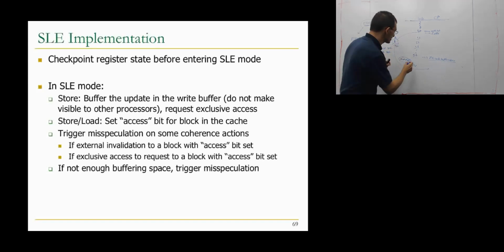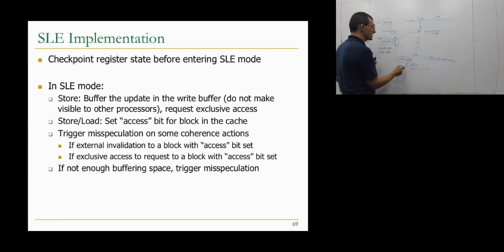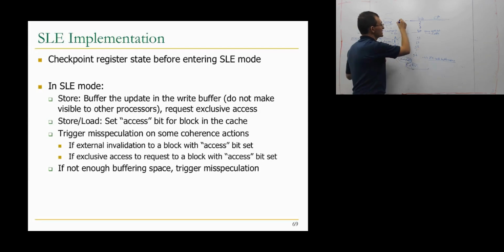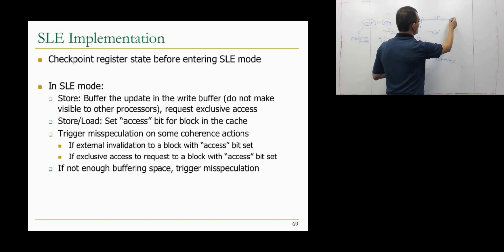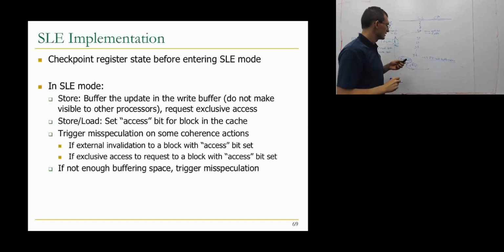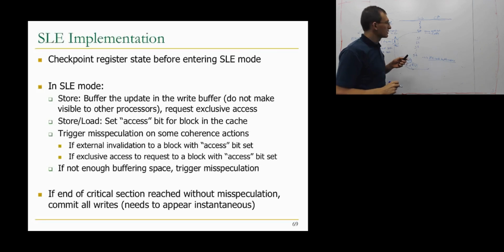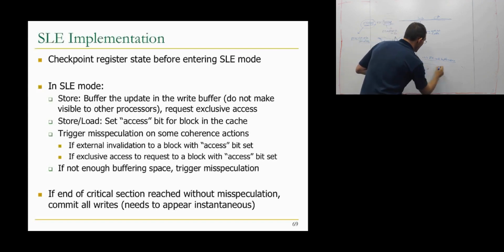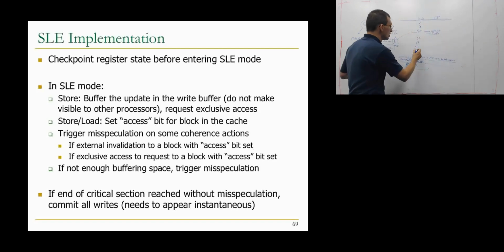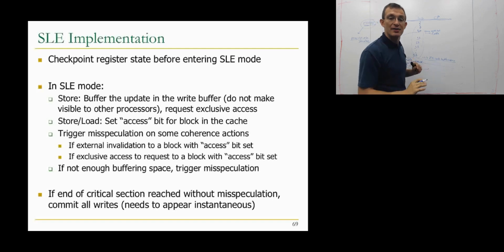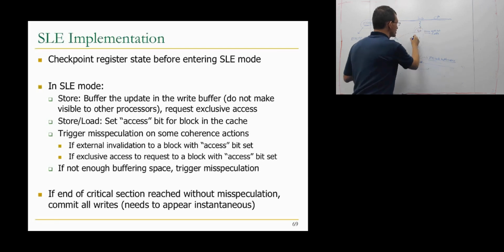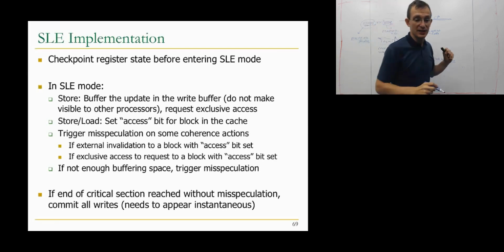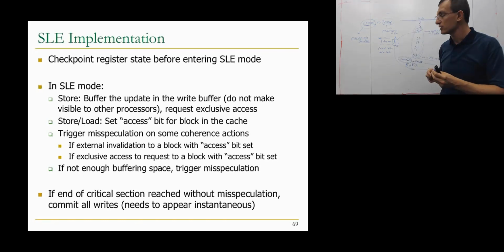Similarly, whenever misspeculation is triggered because of an invalidation or read exclusive received to a cache block that has the access bit set, the processor goes back to the checkpoint it has taken at the beginning of the critical section, at the beginning of the SLE mode. Okay? And if the end of the critical section is reached, which means that the processor detects unlock over here, if this end is reached without misspeculation, all of the writes that are in the write buffer are committed. And this needs to happen instantaneously. Right? That's the idea. It needs to become visible to all processors as committed right away. All of the other processors should be able to get those values atomically. Basically, all of these stores need to happen atomically. Right? So that's the key idea. That's the implementation of speculative lock elision.